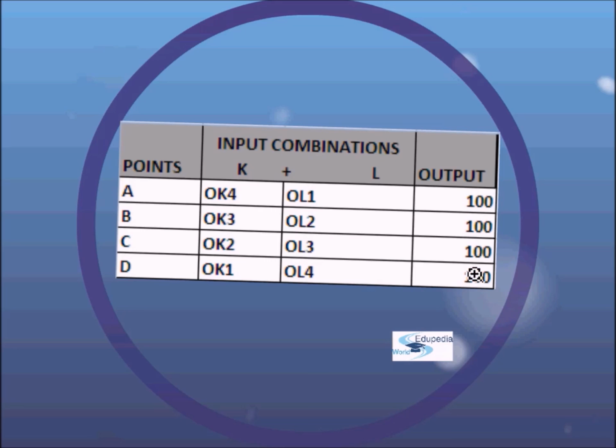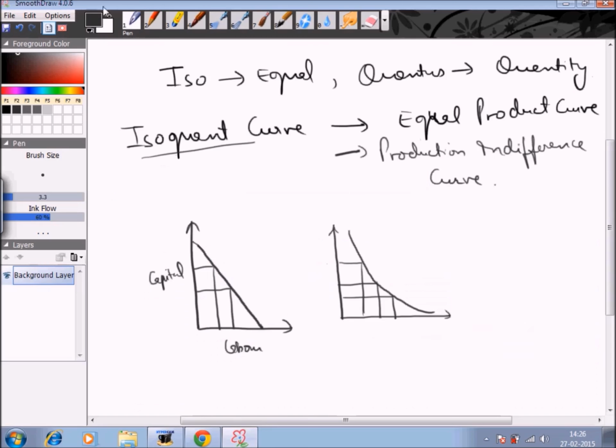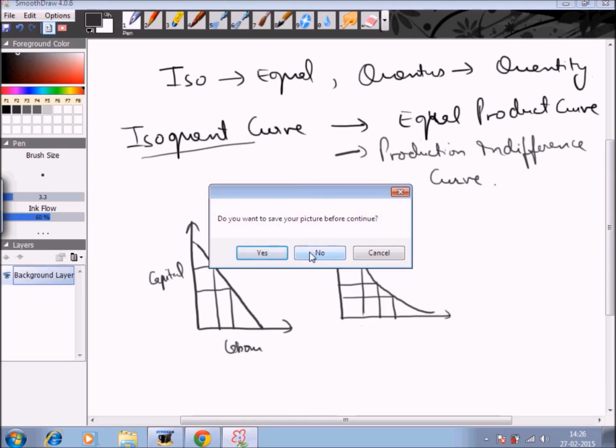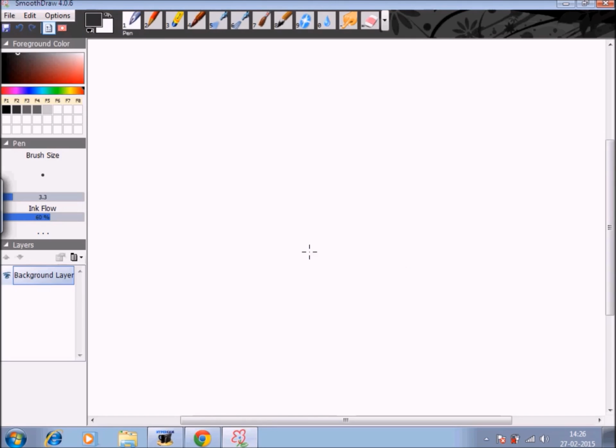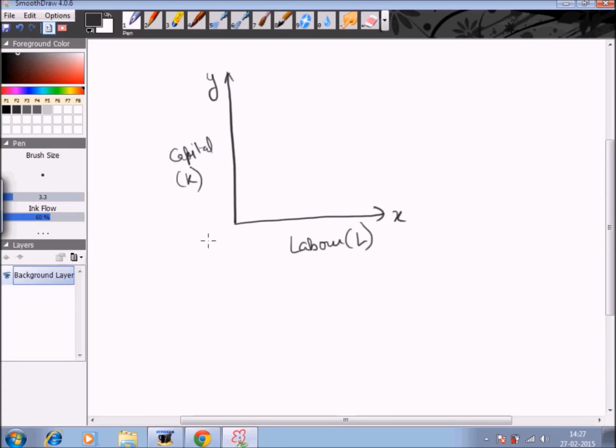Now let's see how we represent it graphically. On the x-axis we take labor, on the y-axis we take capital, which is represented by K. We take 1, 2, 3, 4 units of labor, and likewise we take capital 1, 2, 3, 4 units of capital.